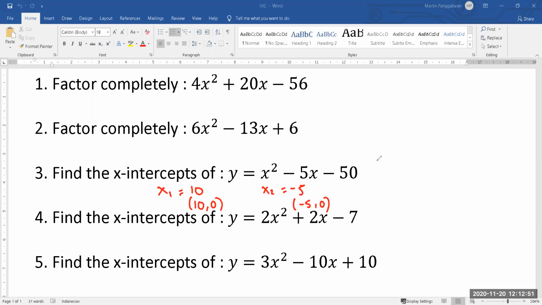Krisha, can I ask you which method you used? Did you factor it or did you use the quadratic formula? I factor it. So what is the factor? x minus 10 and x plus 5. Thank you. Okay, good. So in the end, that is the answer. Okay, number 4, Edo. What is your answer?